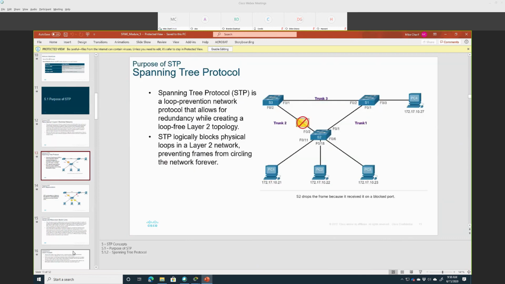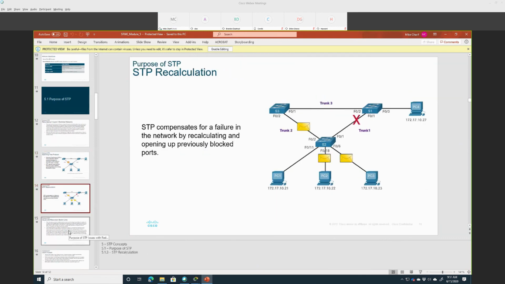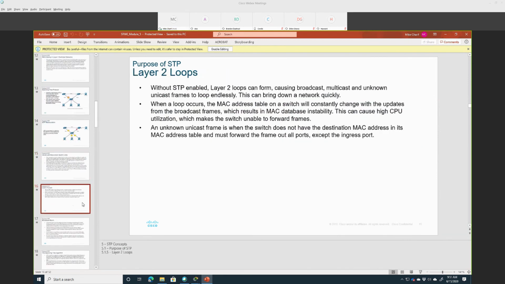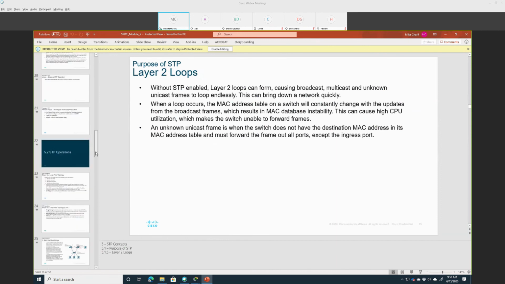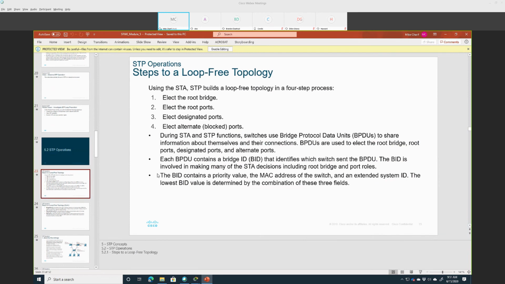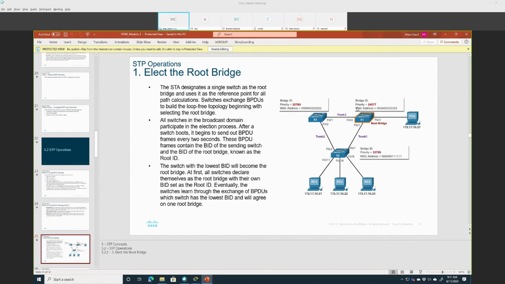Okay, so that's what we're talking about. I was wondering why we talk about all this stuff. We already learned all this stuff here. Operations, that's what we talked about. The loop free. The root bridge, how you elect it. We talked about it last week.